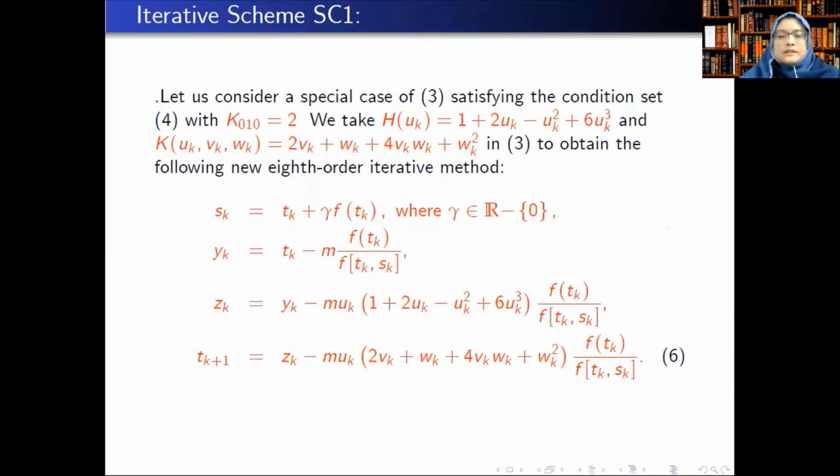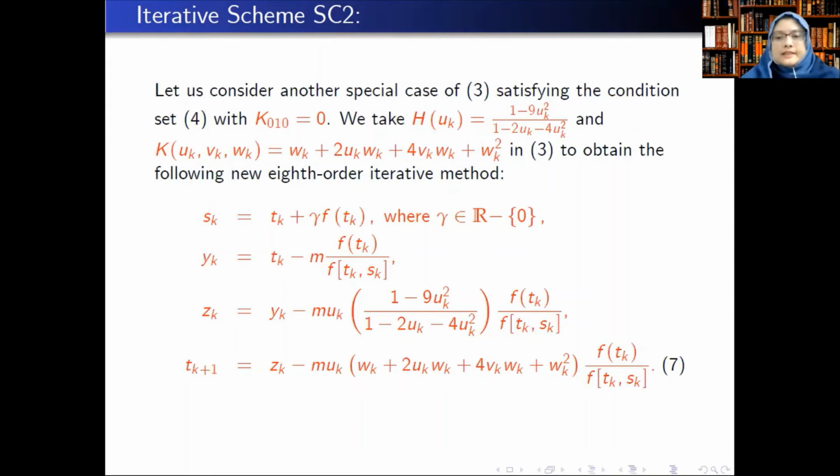Now we take the special cases of this family of methods by taking h and k as polynomials, and also we take here k010 as 2. Gamma is free here, and we will take the appropriate value of gamma in the numerical experiments. Let us consider the second special case, in which h is taken as a rational function and k is again a polynomial. And again, we take the particular value of k010 as 0 here, and gamma is again a free parameter.